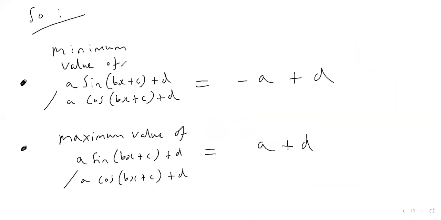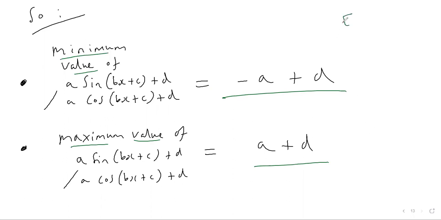So in summary then, the minimum value of a sine of bx plus c plus d, or a cos of bx plus c plus d, is equal to minus a plus d, and the maximum value of a sine of bx plus c plus d, or a cos of bx plus c plus d, is going to be a plus d. And that's for the reasoning that we just said.